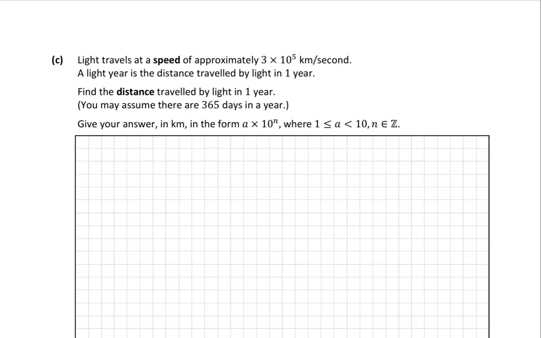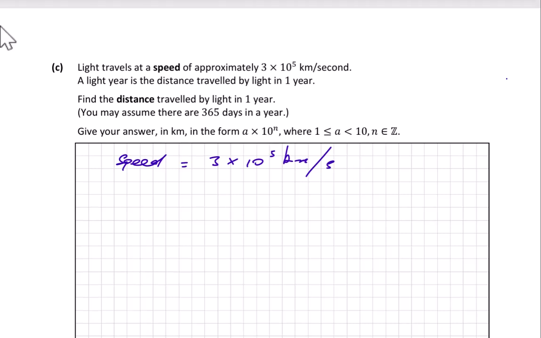So let's write down what we have. We have the speed, 3 by 10 to the power of 5 kilometers per second. You've just got to watch the units here. The time is 1 year. We have our speed in kilometers per second and our time in 1 year, so what I want to do is change that 1 year to seconds.